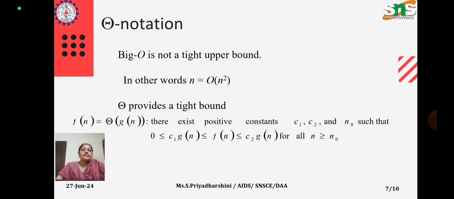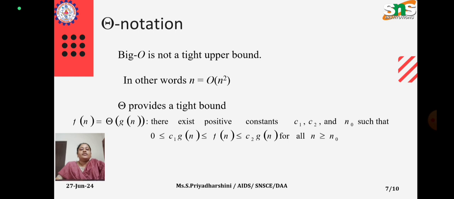The next one is theta notation. Big O is not a tight upper bound. In other words, n is equal to order of n square. Theta provides a tight bound. That is, f of n is equal to theta of g of n if there exist positive constants c1, c2 and n naught such that 0 is less than or equal to c1 into g of n, which is less than or equal to f of n, and f of n is also less than or equal to c2 into g of n for all n greater than or equal to n naught.